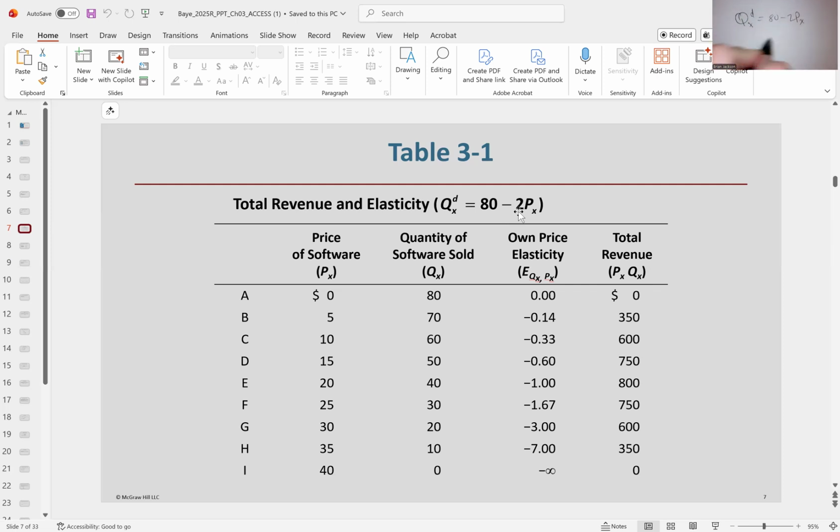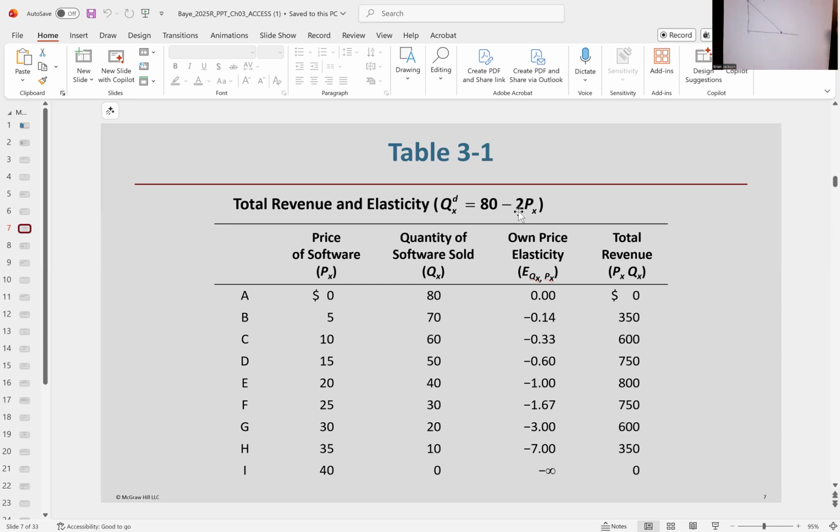I mentioned in class how you can use P and Q however you want here, but you can find the two intercepts of this demand curve. This is a demand curve, so it's going to slope down.